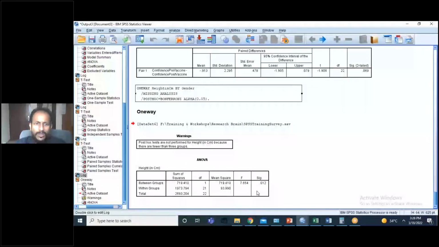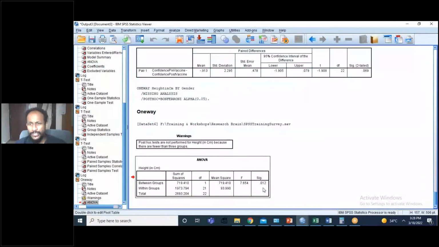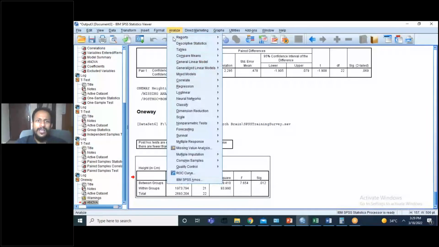In one-way ANOVA, the value that I've got is 0.012, which indicates that there is a significant difference across male and female. The difference between one-way ANOVA and independent sample t-test, once again I'm telling: independent sample t-test can compare only two groups. One-way ANOVA can compare two groups and more than two groups also, right? This is the main difference. So right now, I think in today's session, we have covered the comparing mean techniques for all the parametric tests.